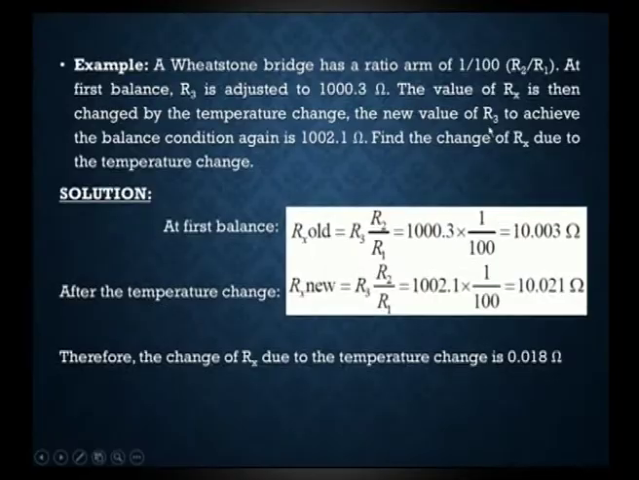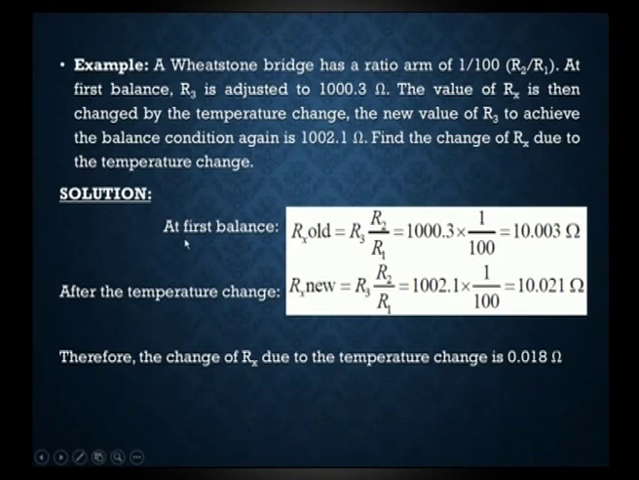In this example there is a Wheatstone bridge with a ratio arm of 1 by 100, that is, R2 by R1 is the ratio. At first balance, R2 by R1 is 1 by 100, and R3 is adjusted to 1000.3 ohms. The value of Rx is then changed by the temperature change. The new value of R3 to achieve the balance condition again is 1002.1 ohm. Find the change of Rx due to the temperature change.